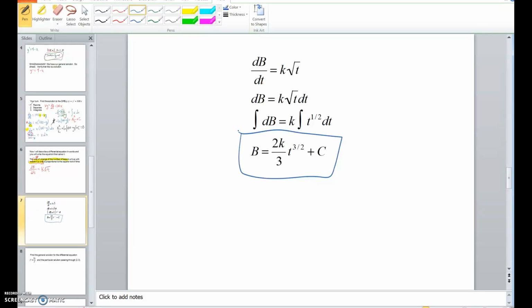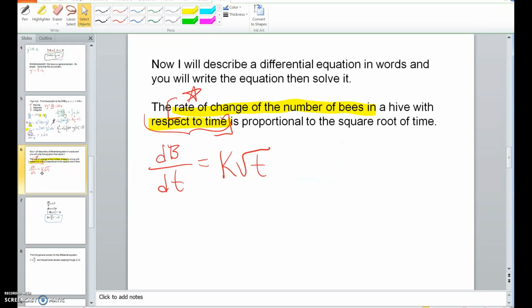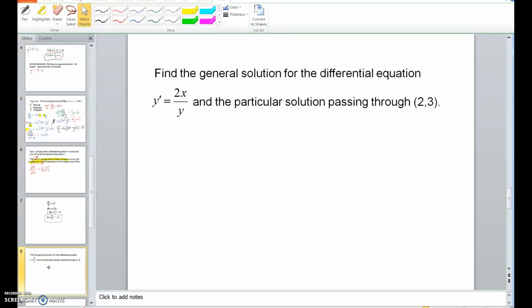So sometimes, most of the time, you're going to be actually given a differential equation to solve. Sometimes there have been word problems up there where a situation is described in words and you have to write the equation for a derivative and then solve it. Okay, so here's another example where you're given the differential equation and you have to solve.